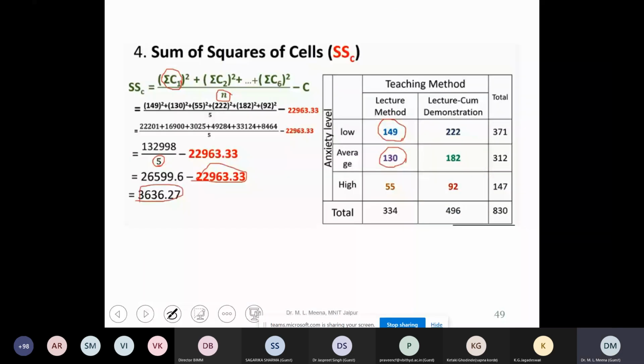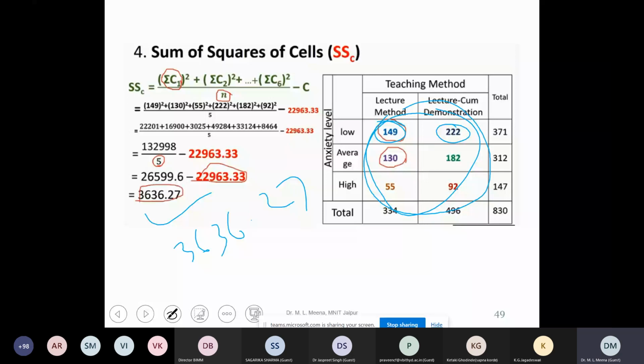And next is sum of square of cells. So we have 6 cells, and first find out the summation of each cell. First cell being 149, second 222, and after that square all cells and then add them. So the result of sum of square of cell is 3636.